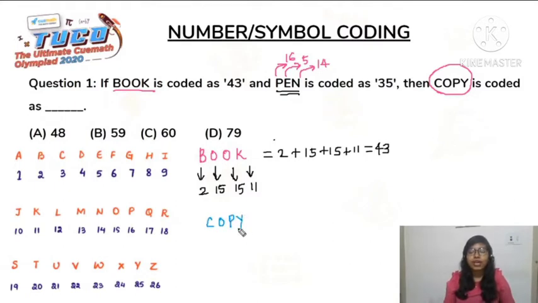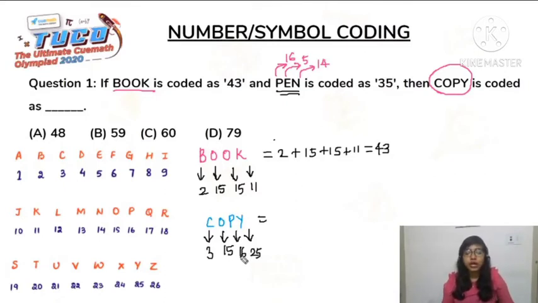So for COPY, if you want to take a screenshot of this, please do, because this is going to be helpful as well, okay? So let's look into the numberings. C is 3, O is 15, P is 16, and Y is, what's Y? Y is 25. Now, when we add these up, 15 plus 16 gives us 31. 31 and 25 gives us 56, and 56 plus 3 gives us 59. And hence, option B, 59, is the right answer.